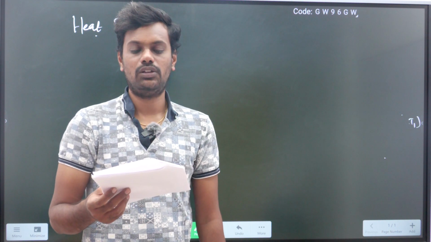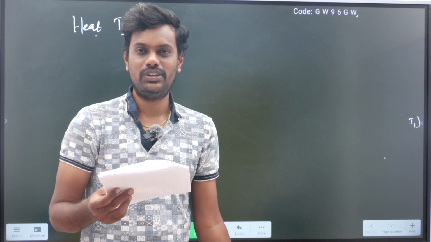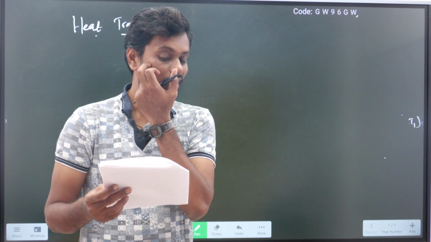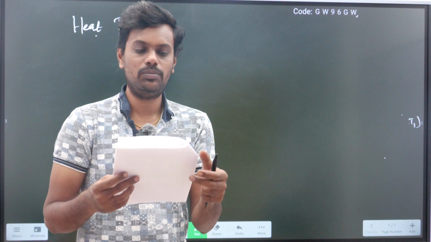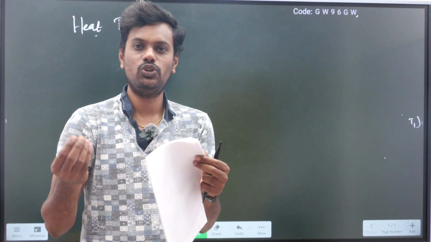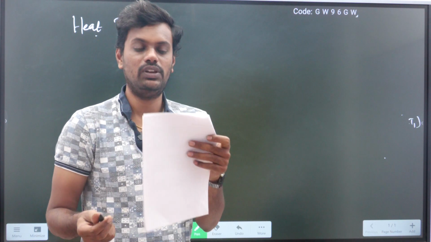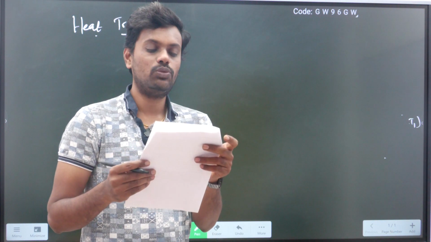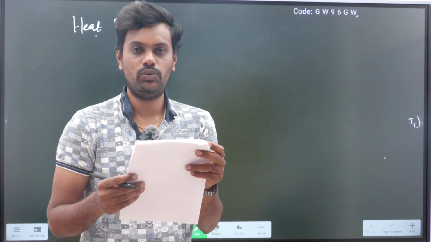Problem-solving parts we will see at the last. First we will cover the syllabus, the theory topics. Later we will go and solve the numerical problems on each and every topic. Only some basic numericals, not very big numericals, will come to your examination. So the next one is the one dimensional heat conduction equation.